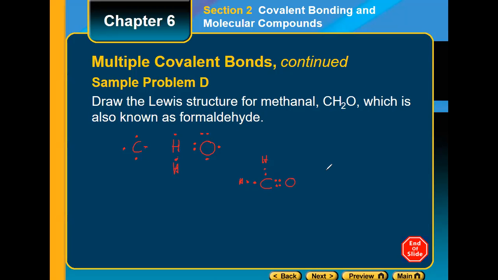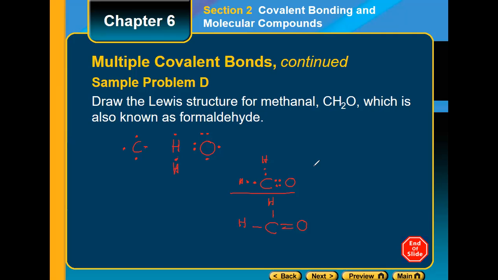In this case, we could replace the shared pairs to write it another way. It will be C, H, H, with a double bond to O. So how many bonds do we have? We have 2 single covalent bonds between carbon and hydrogen, and 1 double covalent bond between carbon and oxygen. So that's how we make the Lewis structure of a compound, guys.